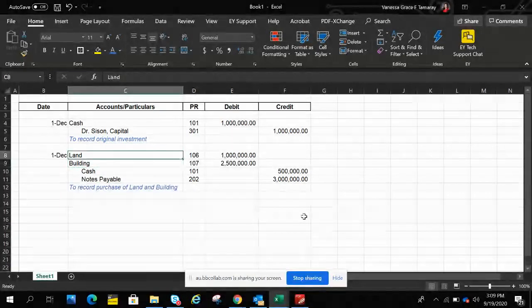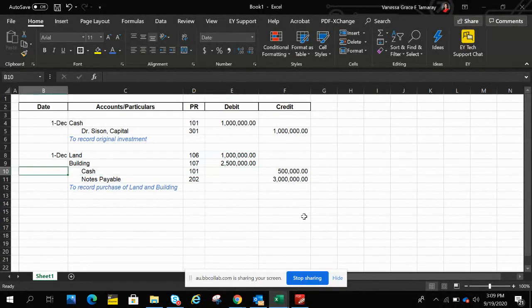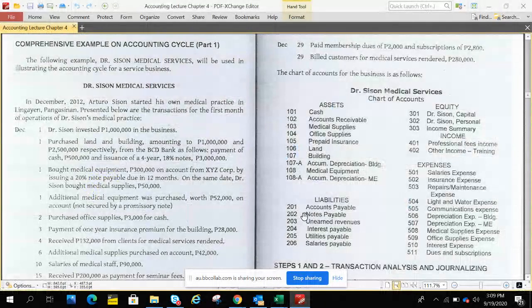Okay, so ayan, debit, land and building kasi nag-increase ang assets natin. But nag-decrease ang cash kasi nagbayad tayo. So, credit cash, 500,000. And we have an increase in liability. Normal balance is credit. So, we credit notes payable, 3 million pesos. Question? May tingin kayo mali? Sabihan niyo ako, ha?